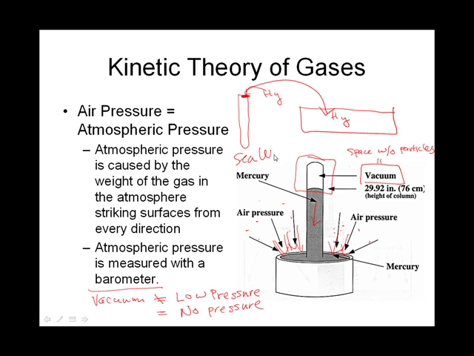At sea level is the standard pressure, and at standard pressure the height of this mercury is 760 millimeters of Hg, or mercury, which is the same thing as 76 centimeters of mercury.